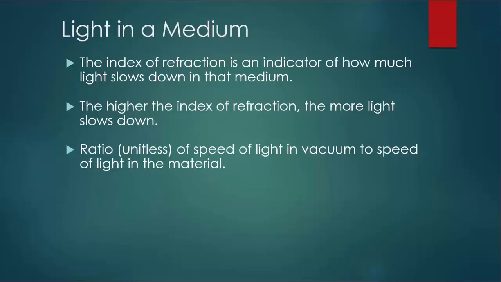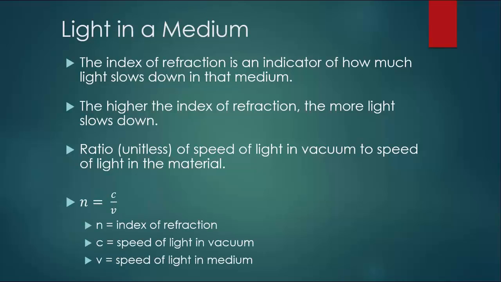The index of refraction is a ratio, which means it's unitless, of the speed of light in a vacuum to the speed of light in the material. Written as an equation, it looks like this. N, the index of refraction, equals C over V. Once again, C is the speed of light in vacuum, and V is the speed of light in whatever material it happens to be traveling through.